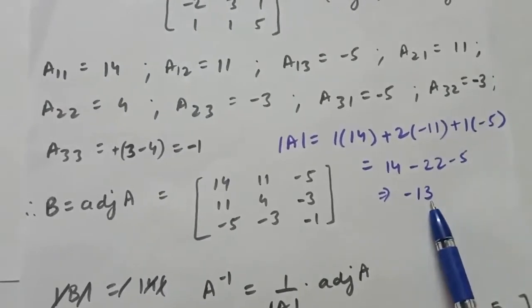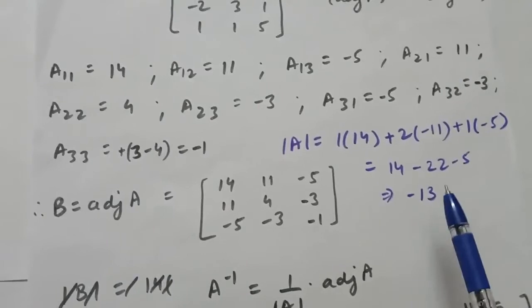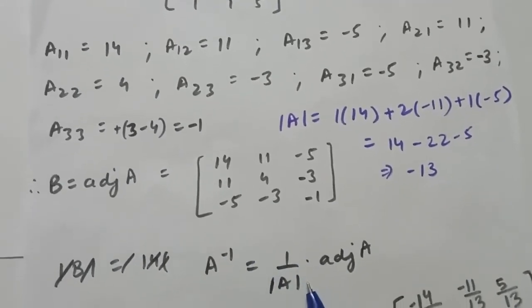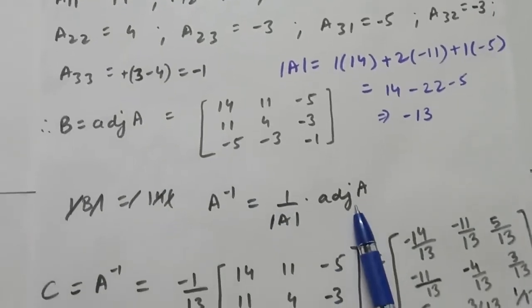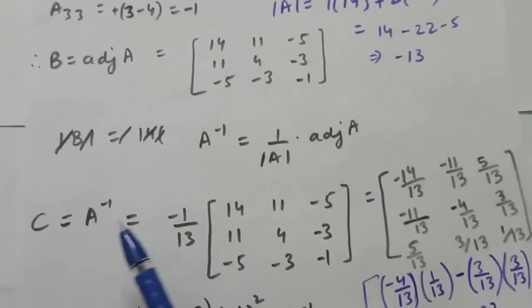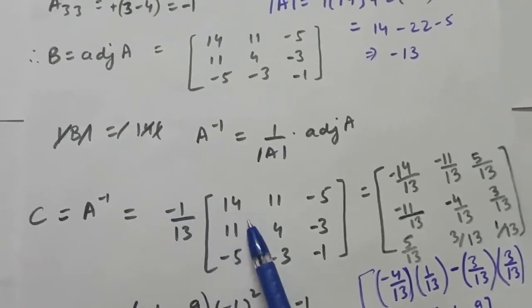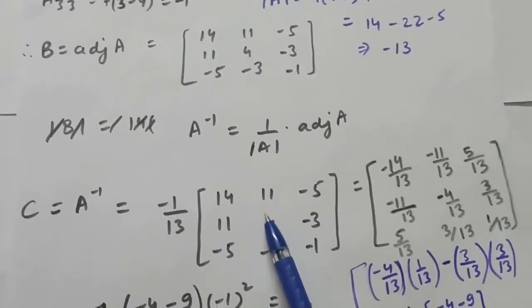As determinant of A is not equal to 0, therefore A inverse will exist, and A inverse will be 1 upon determinant of A into adjoint of A. So A inverse will be minus 1 upon 13 into adjoint of A, right?